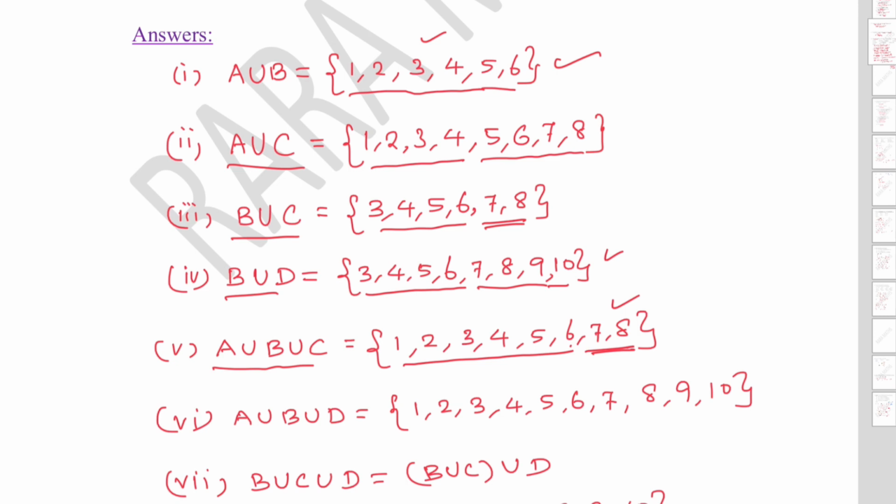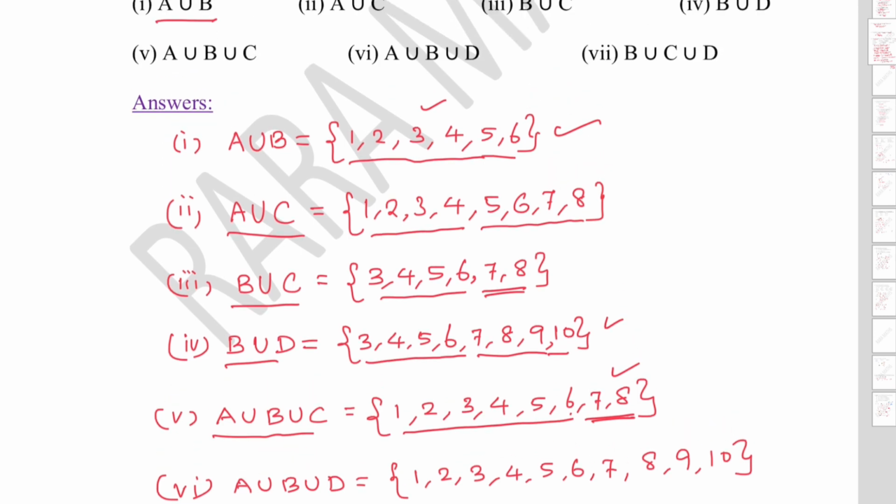And A union B union D, so you can take A union B union D. So B union D already we have seen in question number 4. So that is 3, 4, 5, 6, 7, 8, 9, 10. And in that add 1, 2, 3, 4. 3 and 4 are already there, so no need to write twice. So write just, to start from, 1 and 2, then 3, 4, 5, 6, 7, 8, 9, 10. That is A union B union D.